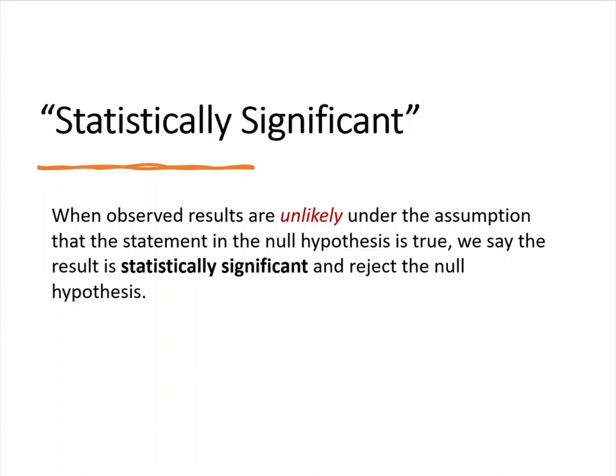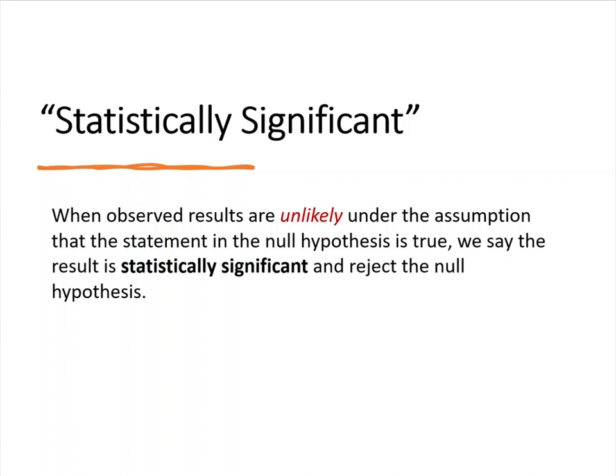Before we get into our next example, I want to define a term that you might hear, which is statistically significant. We define statistically significant as the idea when our observed results, in other words, the sample statistic, are unlikely, assuming the null hypothesis was true.